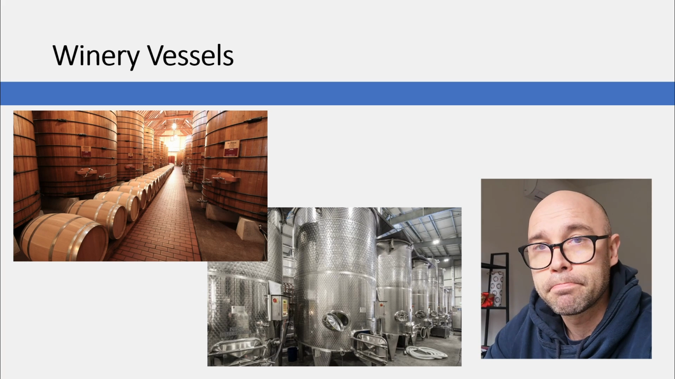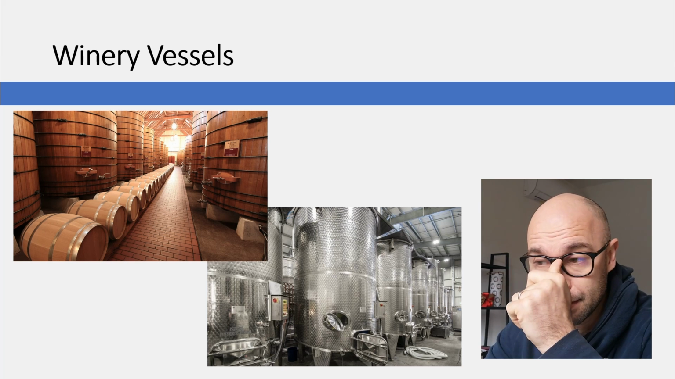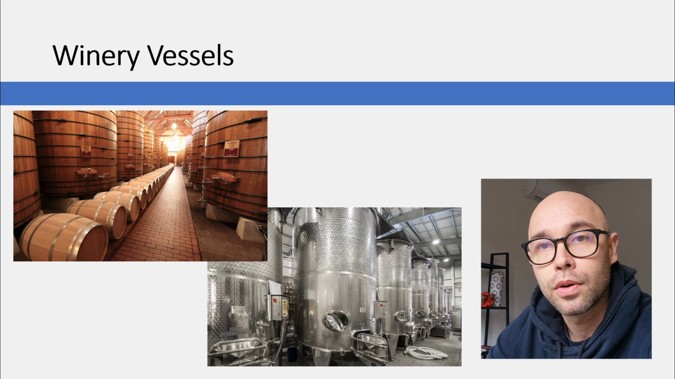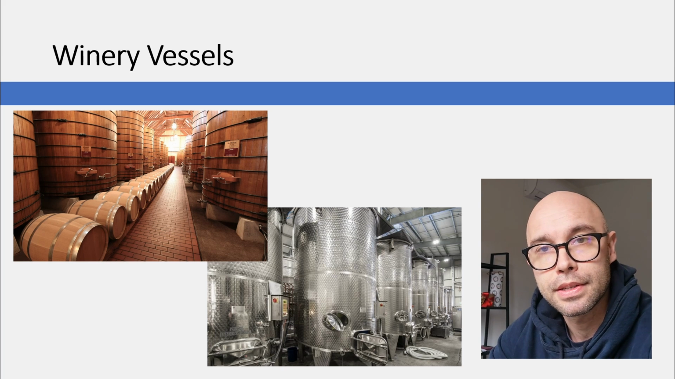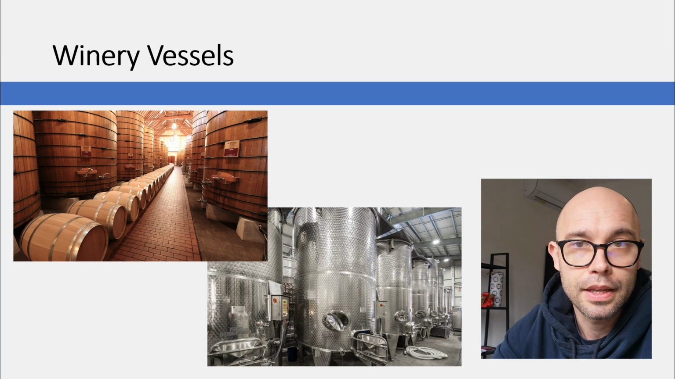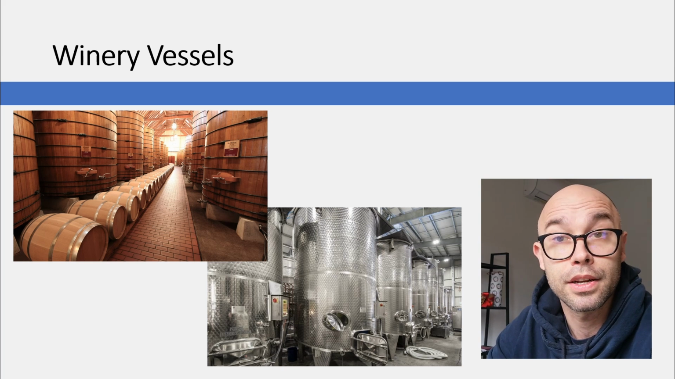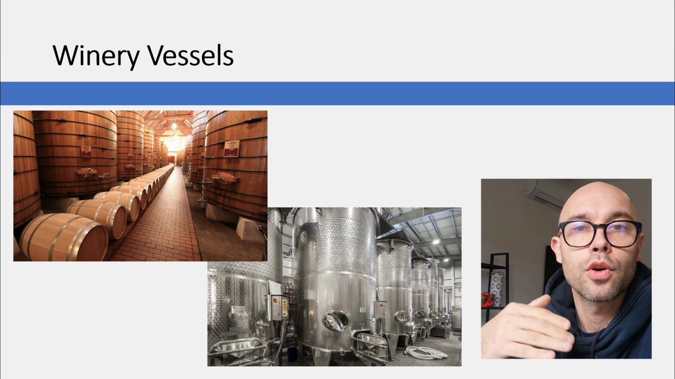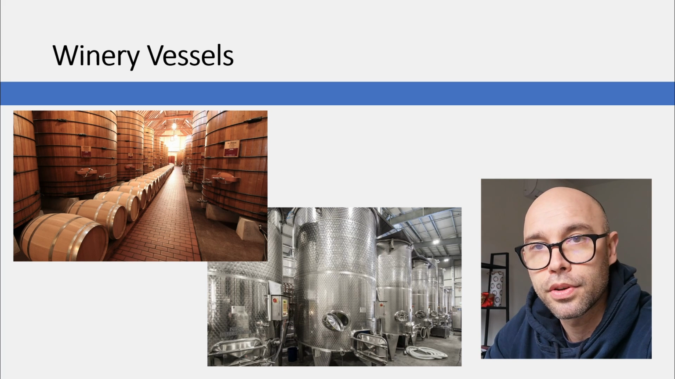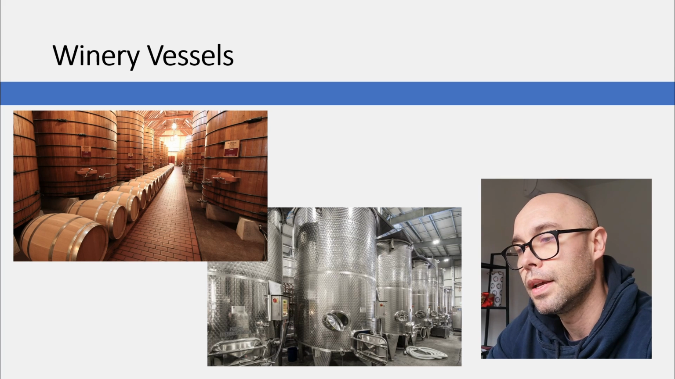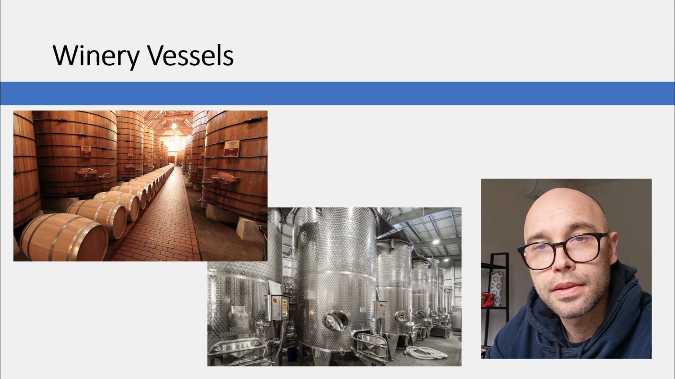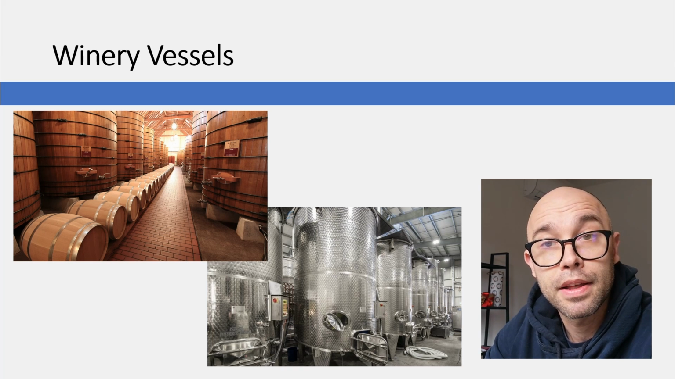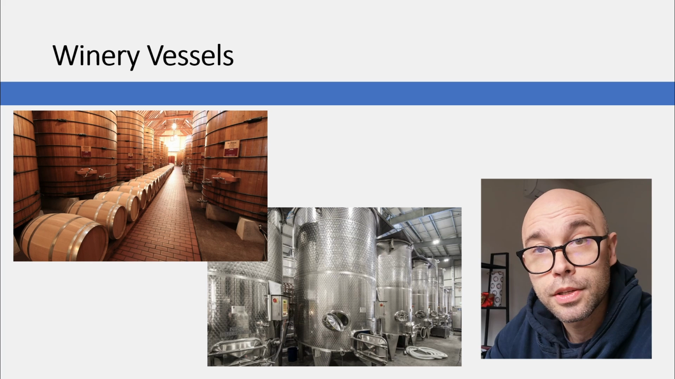Winery vessels. Basically, there are two types of winery vessels: inert vessels that are airtight, and vessels that are not inert, meaning that they contribute additional flavor to the wine. Stainless steel is an inert vessel. It is also an airtight vessel. It means that it doesn't add any flavor to the wine. It doesn't allow any contact with oxygen.